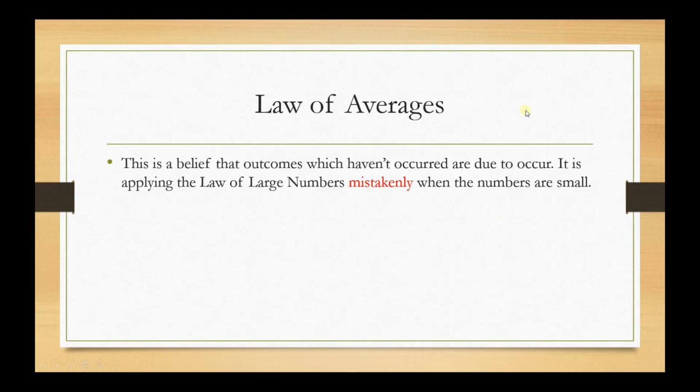Now, we had mentioned this idea of the law of averages. It actually wasn't in the notes formally, but it is showing up in homework and in other questions. So here it is. The law of averages is applying the law of large numbers inappropriately to short-term outcomes. It's the belief that outcomes which haven't occurred are due to occur. It's applying the law of large numbers mistakenly when the numbers are actually small.